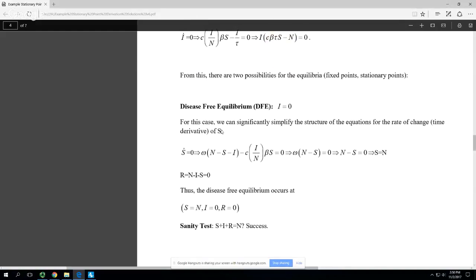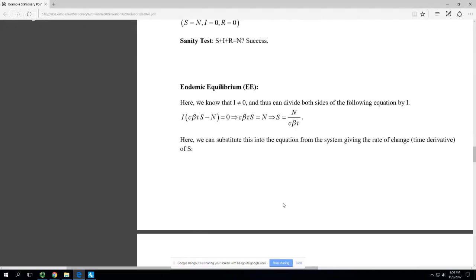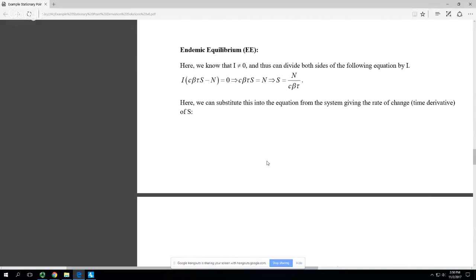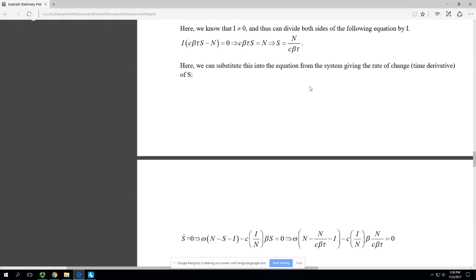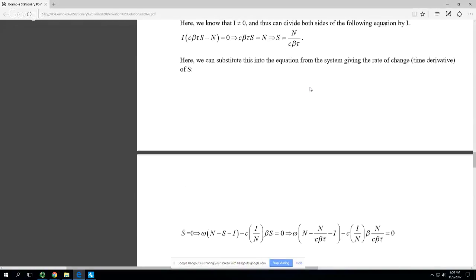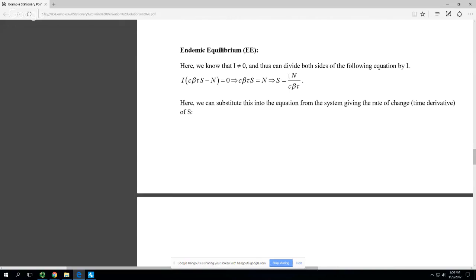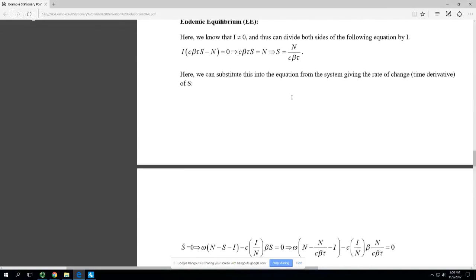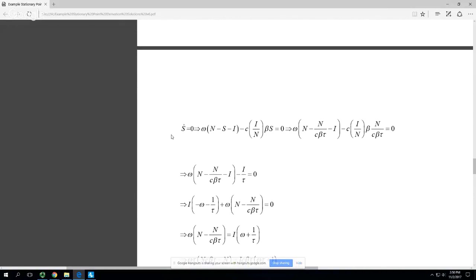So we did this case here, where I equals 0. Now let's go down to this case. This is a bit gnarlier, okay? S is equal to this. We solved that already. Okay, now this tells us sort of at equilibrium, this must be the case. Now we have to solve for I.